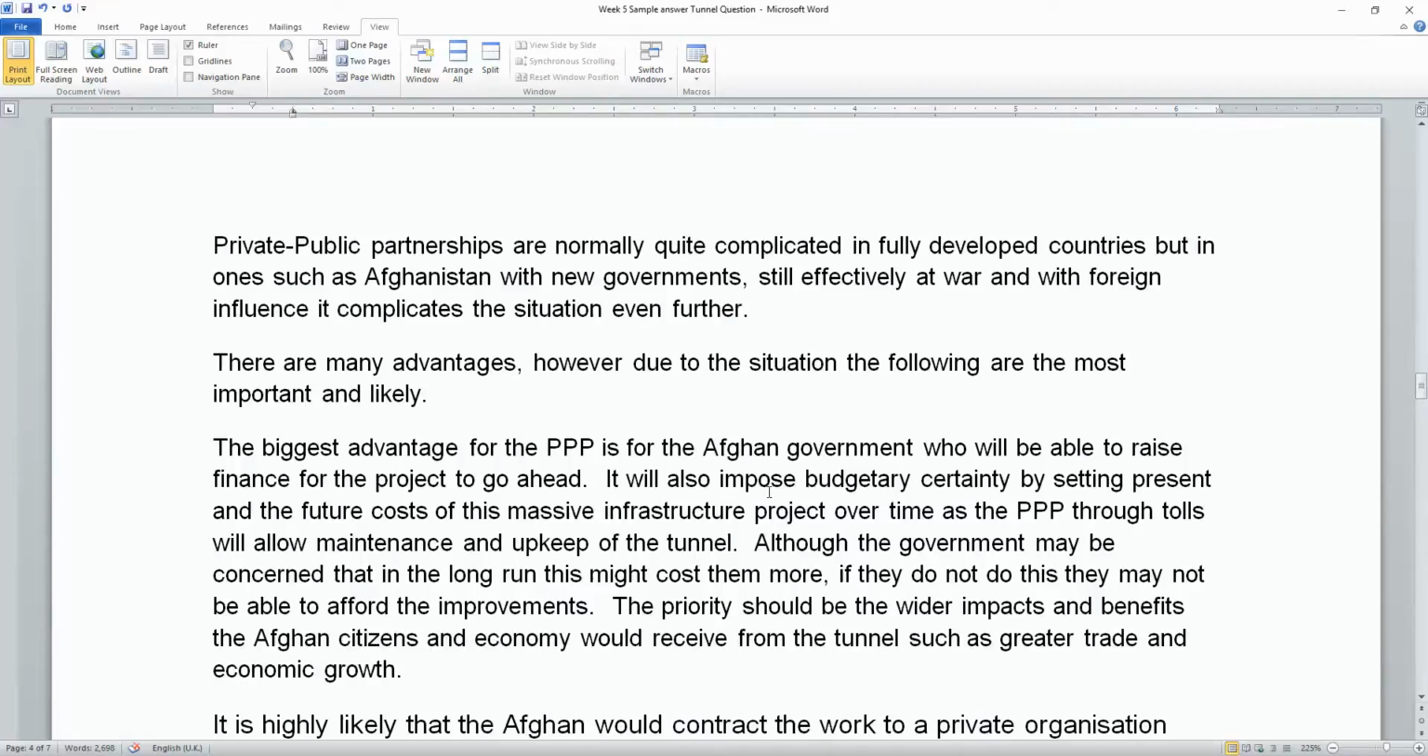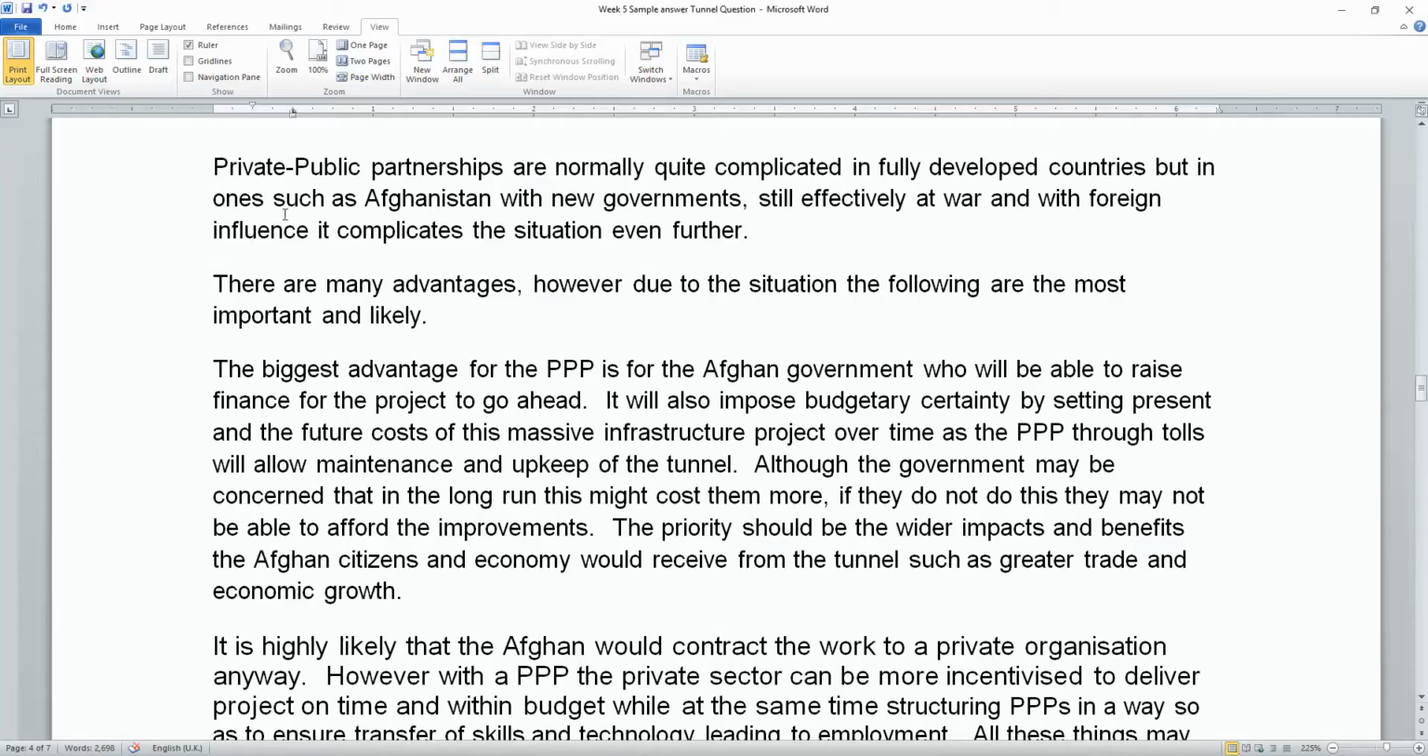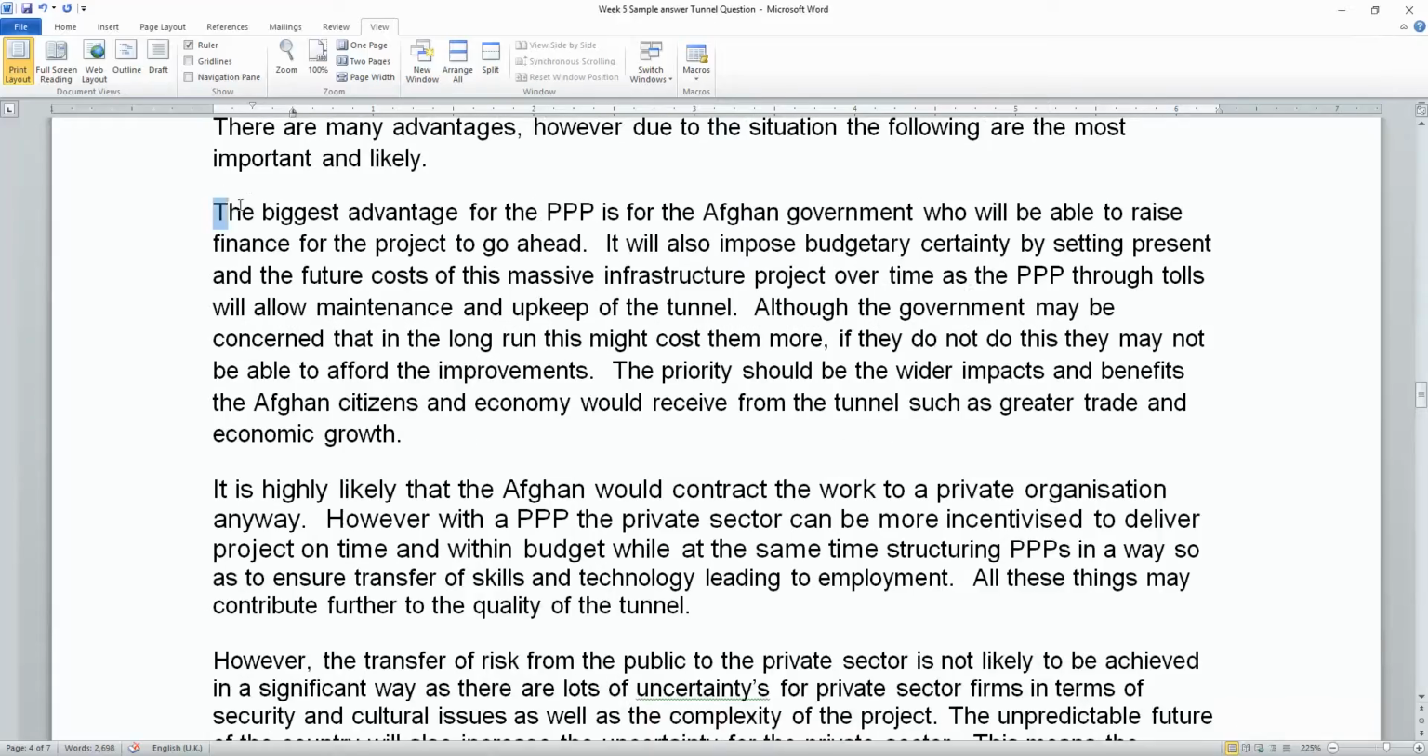So if we look at the sample answer, I've got a little bit of an introduction here, just to show that there are advantages and disadvantages, and set the context. And straight away I've dived in with some evaluation, some judgment. I'm saying this is the biggest advantage, so this advantage in this paragraph is the biggest advantage for the Afghan government in this particular case, because they haven't got the budget. So it will give them the finance for the project to go ahead. That's the biggest advantage from my point of view.